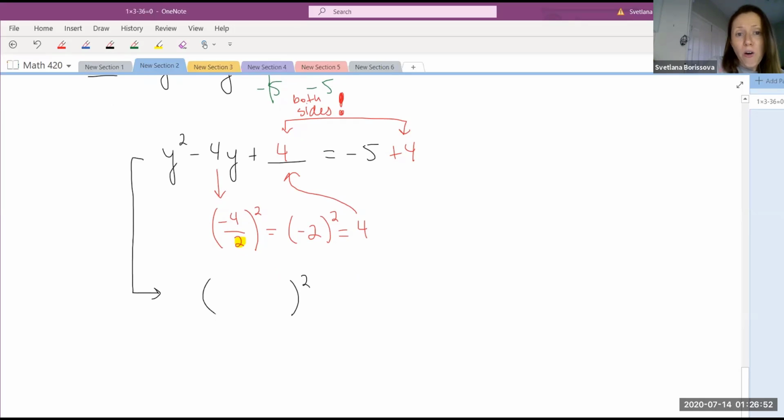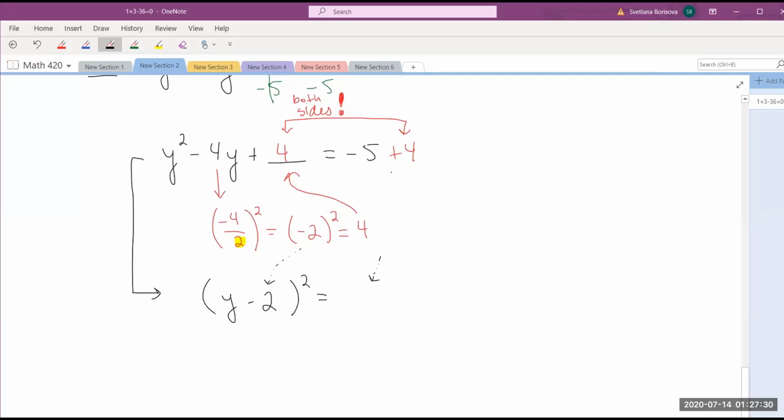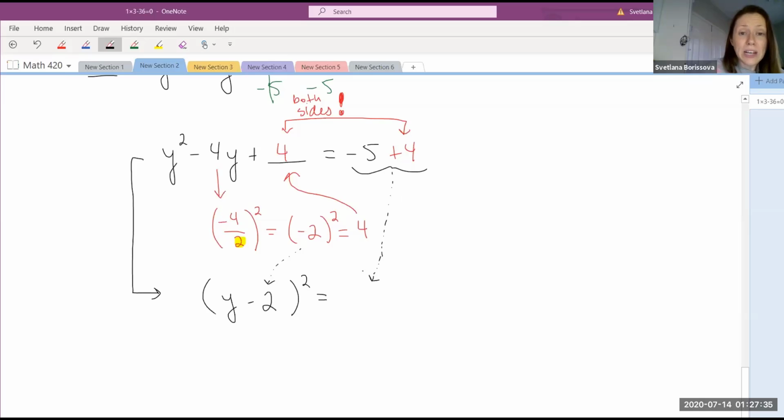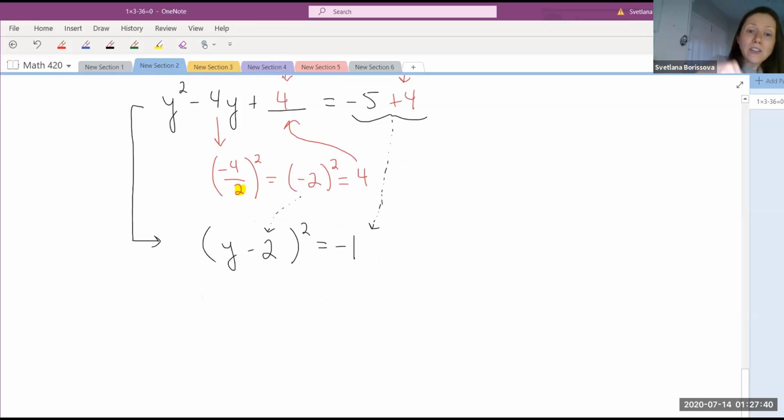So it's the square of what expression? What is inside the parentheses? Y minus 2, right. So that pretty much comes from here. And what's going to be on the right-hand side? What do I put over here? -1. Very good. And it comes from the right-hand side when I combine -5 and 4. -1. Perfect.